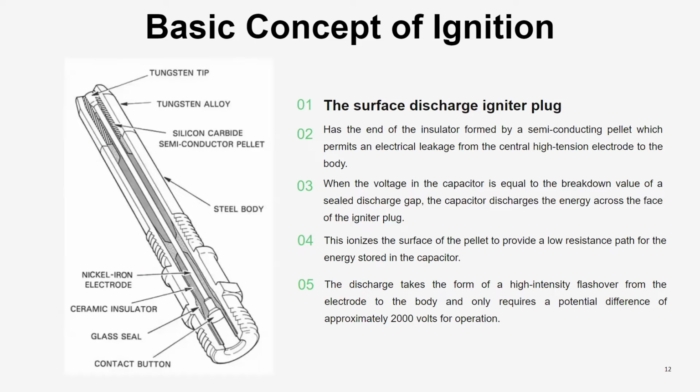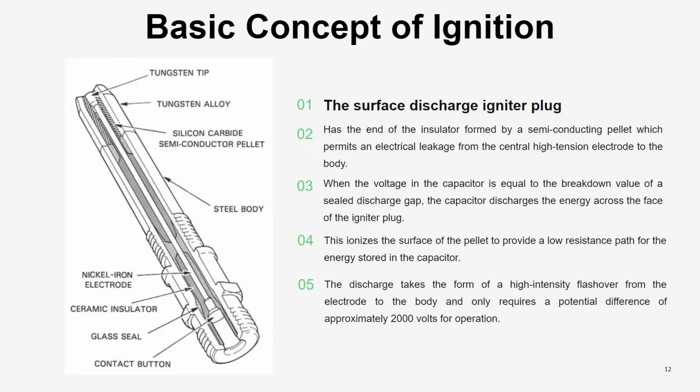Next, there's the surface discharge igniter plug. It has the end of the insulator formed by a semiconducting pellet which permits an electrical leakage from the central high tension electrode to the body. So when the voltage in the capacitor is equal to the breakdown value of the sealed discharge gap, the capacitor discharges the energy across the face of the igniter plug.